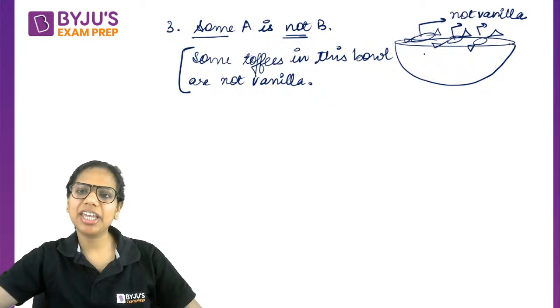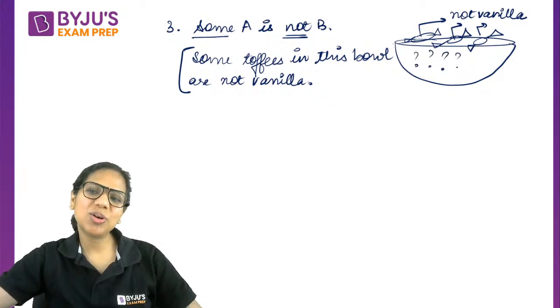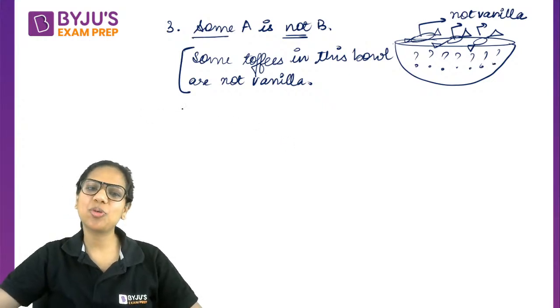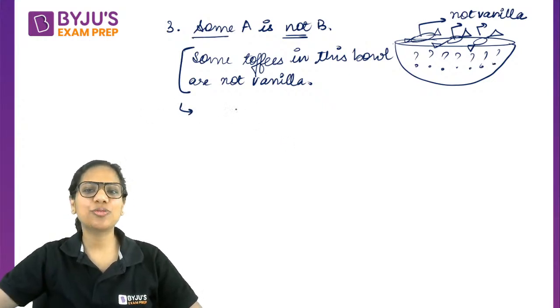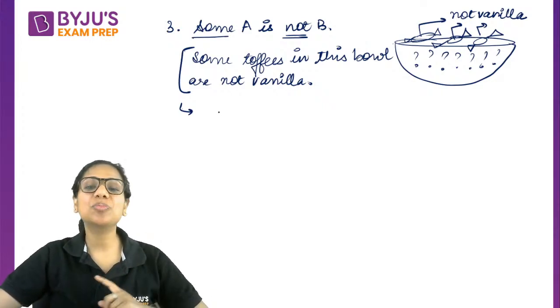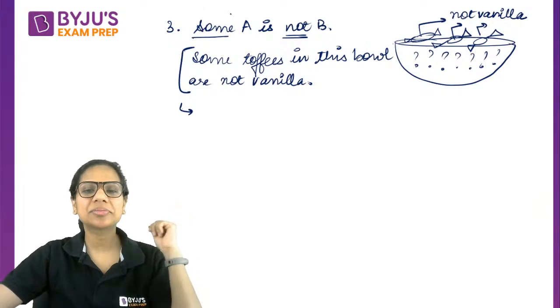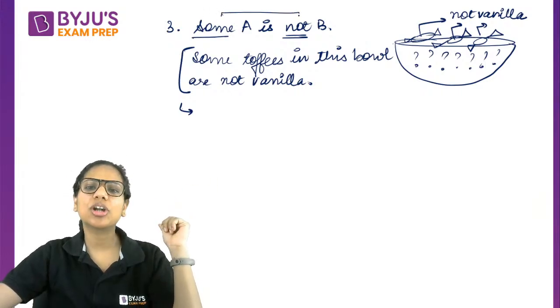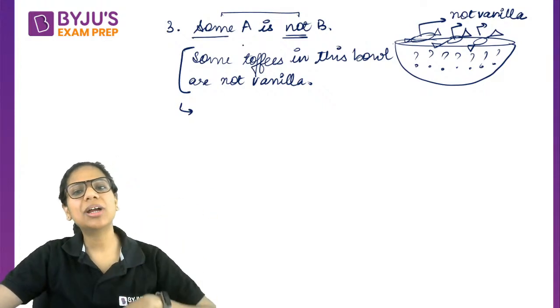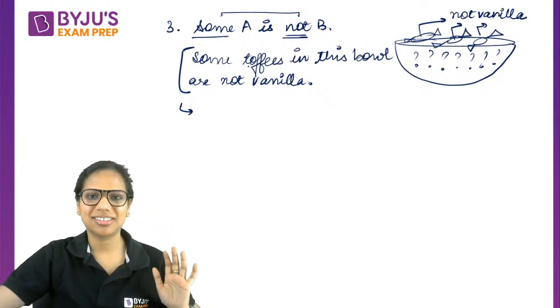Okay? Again, I do not know about the other toffees. I am not sure about the other toffees. So what are the possibilities? That the other toffees may be vanilla, the other toffees may not be vanilla. That means, again, think of it, that when I say some A is not B, when I say some trees are not green, let's say, that does not automatically imply that some trees are green.